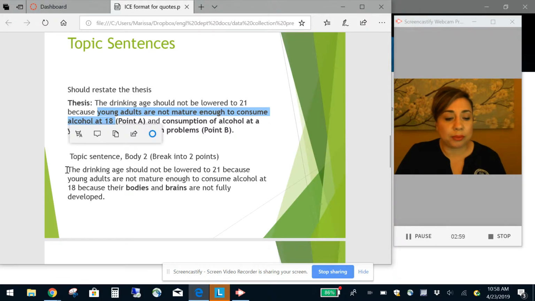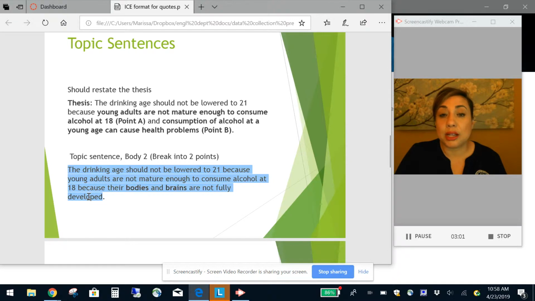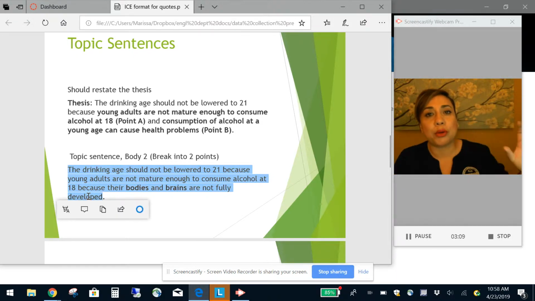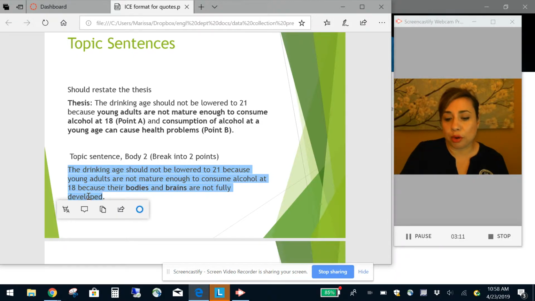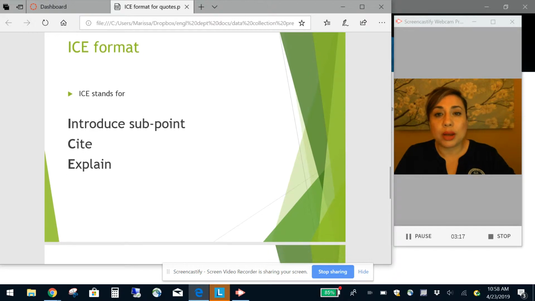So something might say, for example, the drinking age should not be lowered to 21 because young adults are not mature enough to consume alcohol because their bodies and brains are not fully developed. So we know we're going to have 1 quote on bodies and 1 quote on brains. And those are going to be broken down into ICE format. Okay. So what is ICE format?